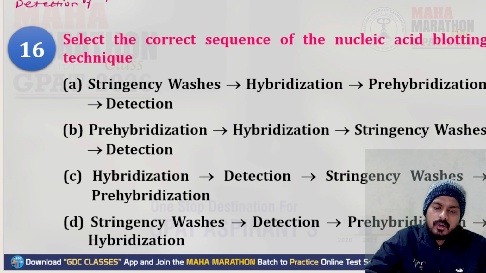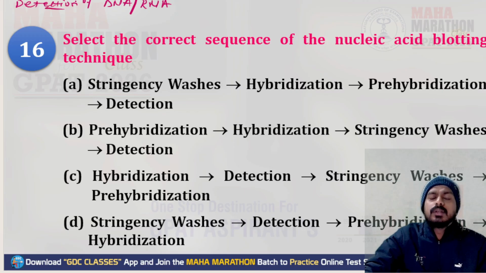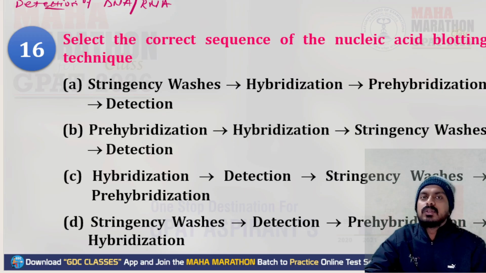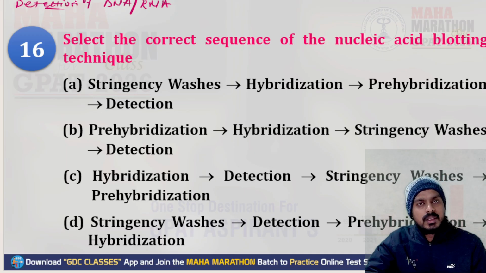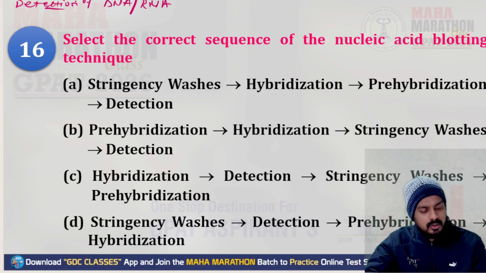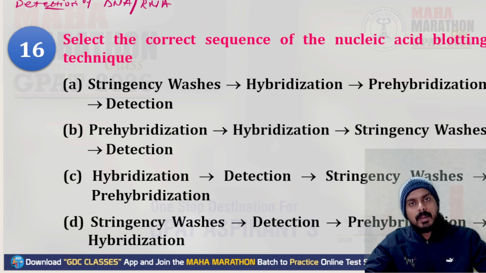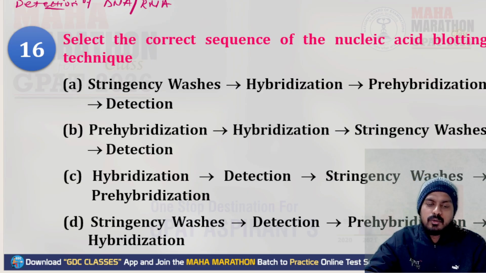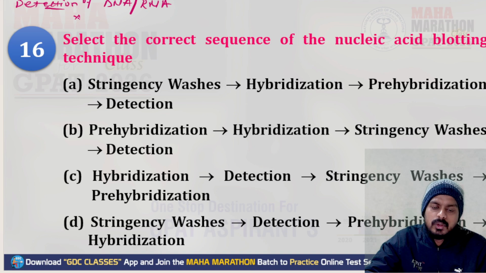For detection of a DNA or RNA molecule, the first step, whenever you start doing this blotting technique, is that you need to transfer the DNA or RNA into the membrane. Once you transfer it to the membrane, the first step you do is pre-hybridization.